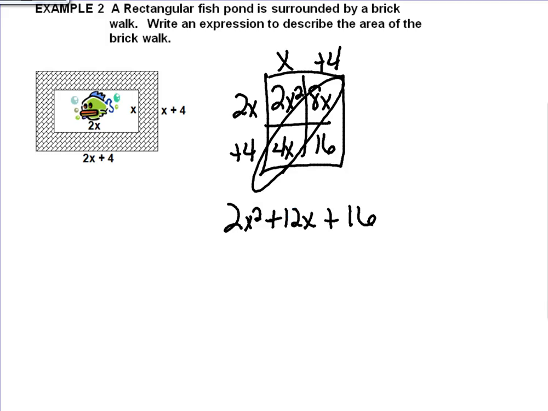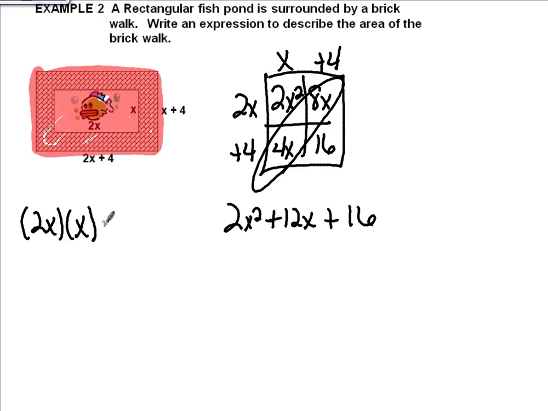To give you a better idea, I'll shade it in. This is everything, okay? So now we need to find just the area of the inside rectangle. So that's base times height, 2x times x. 2x times x gives me 2x squared. So that's the area of this right here.